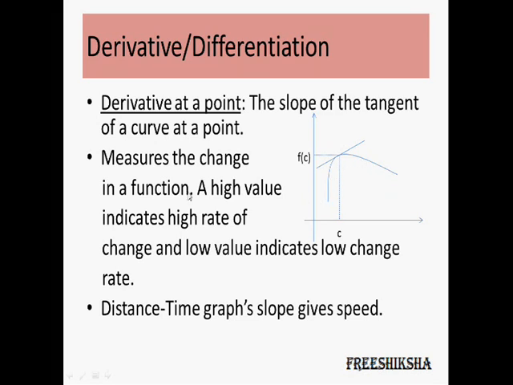Now what is the significance of derivative? It measures the change in a function. So a high value indicates a high rate of change and a low value indicates a low rate of change. If you find the derivative at this particular point, you will get a slope like this, a vertical one. And if you move a little further, it is more laid back. So what this means is, the steeper the slope, the higher the slope value, that means f is changing more rapidly in that area with a smaller change in c.